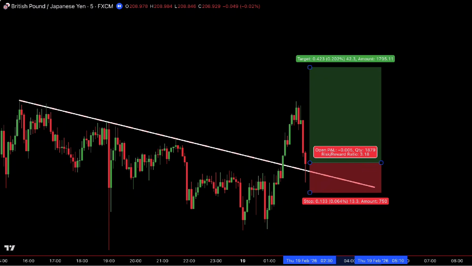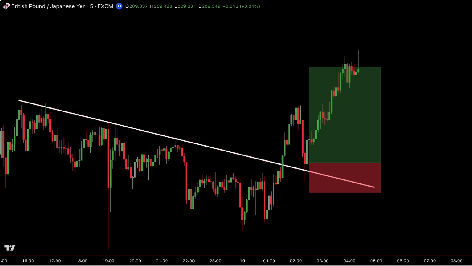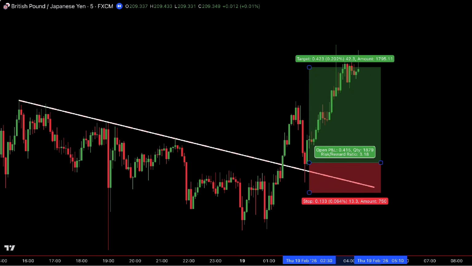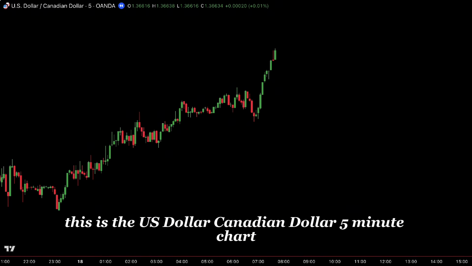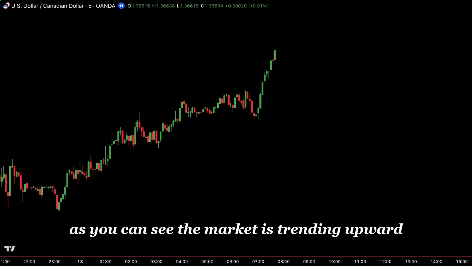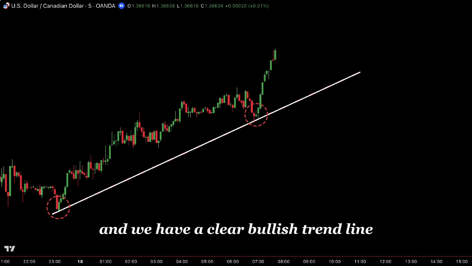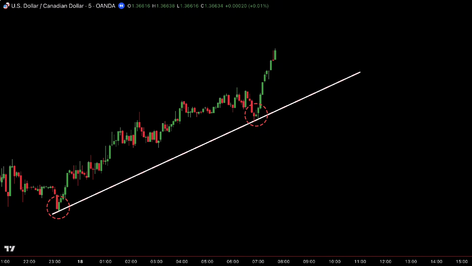Now look at what happens next. As you can see, the market moves upward and reaches the target as expected. Now look at another chart example. This is the US dollar, Canadian dollar 5-minute chart. As you can see, the market is trending upward, and we have a clear bullish trend line. We draw the trend line and then observe what happens next.